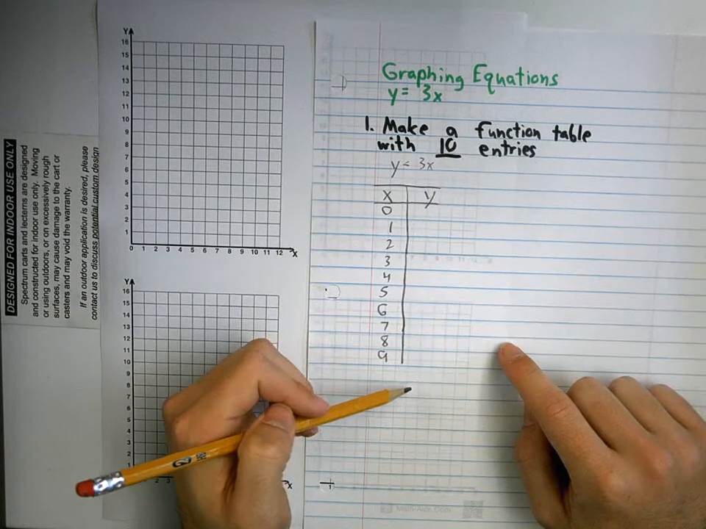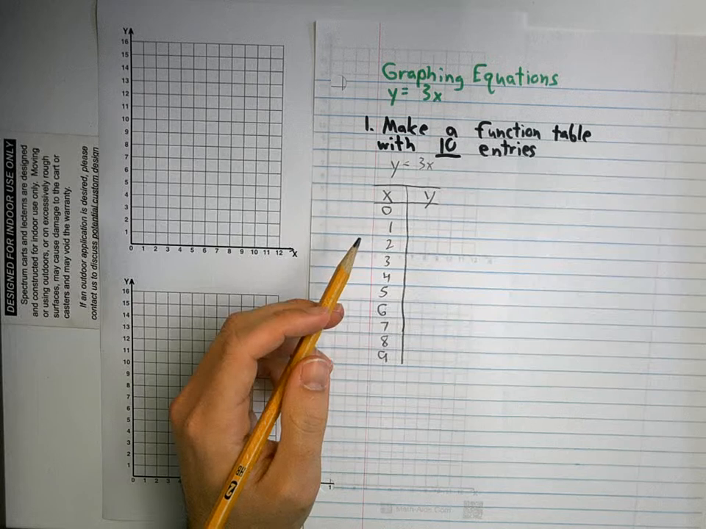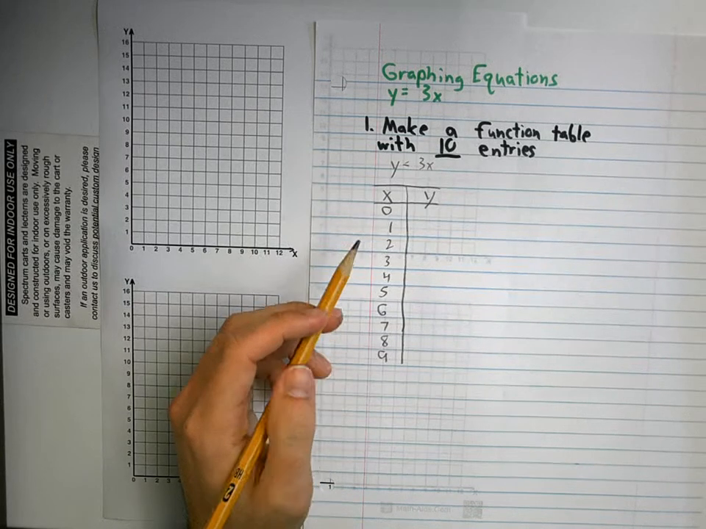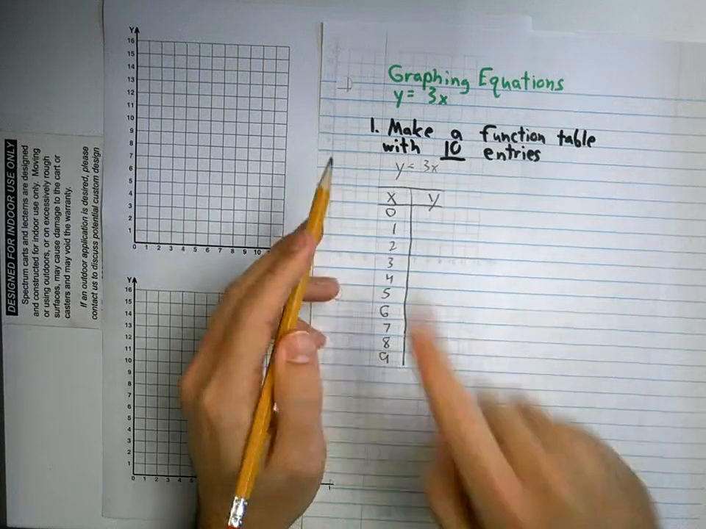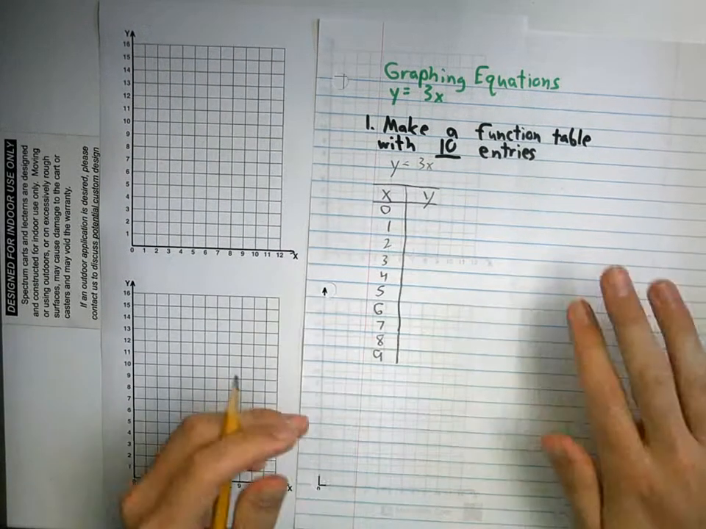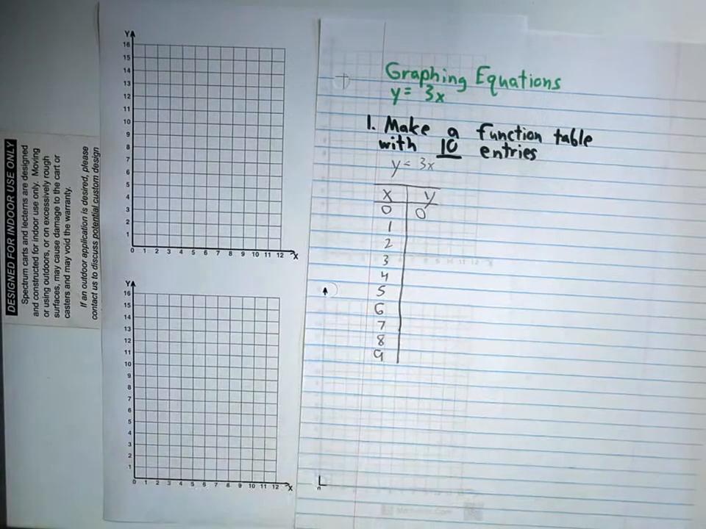Now, what do I have to do to get my y's, though? I don't have my y's yet. Justin, what do I have to do? You have to count by 2. No. You have to multiply by 3. Yeah, I got to take whatever this number is and plug it in as my x, which is multiplying by 3. So 3 times 0 is what? 0.